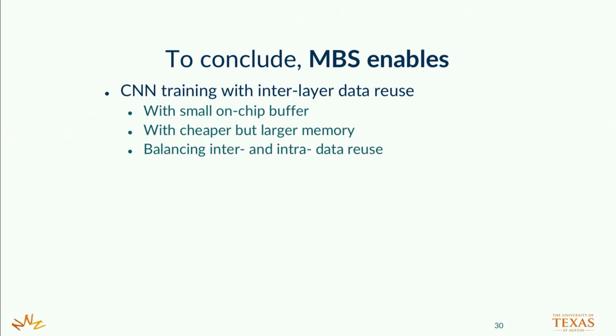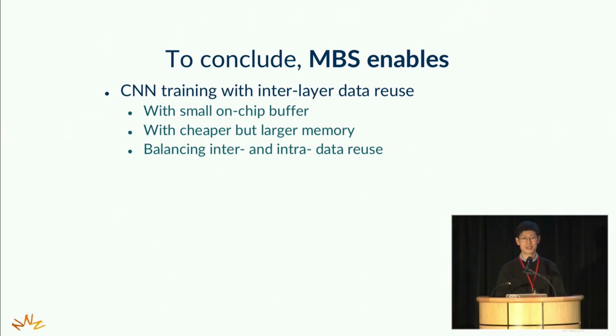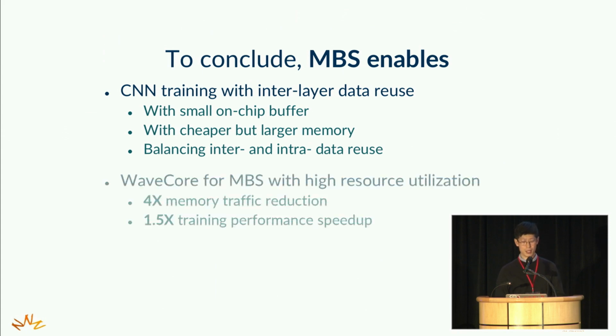So let me conclude my talk. Basically, I introduced MBS here to enable CNN training with interlayer data reuse, with a small on-chip buffer and much cheaper but larger off-chip memory space, to enable using a much bigger batch size. And we do that by balancing inter and intra-layer data reuse using MBS. We also introduce a WaveCore accelerator to efficiently execute the MBS graph. And it achieves 4x memory traffic reduction and 1.5x performance improvement.